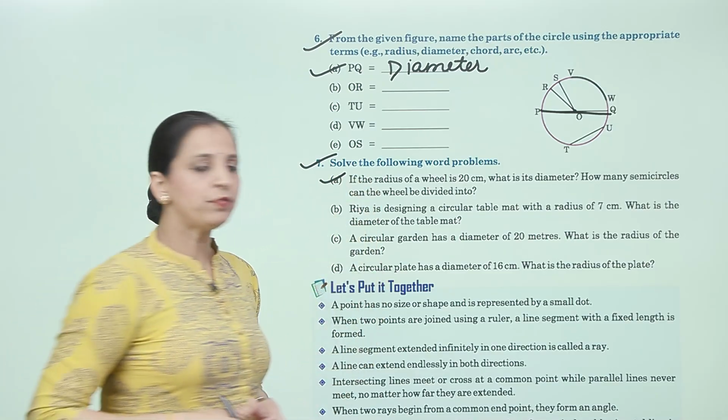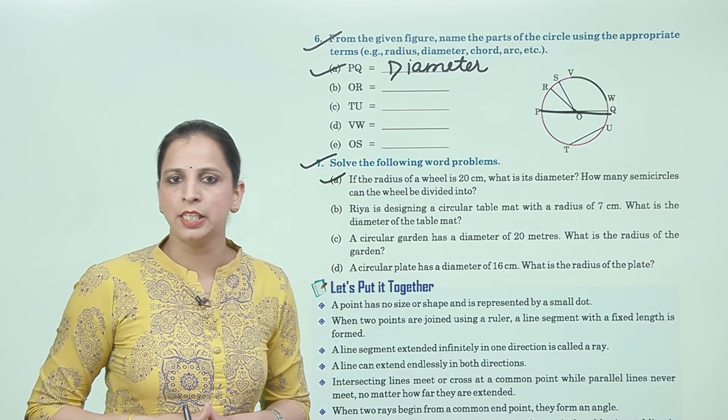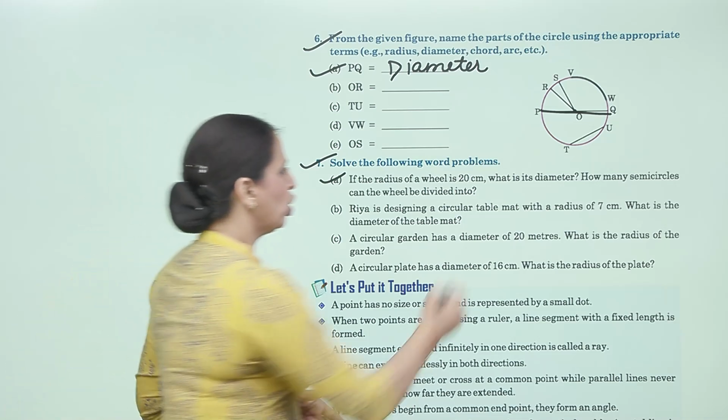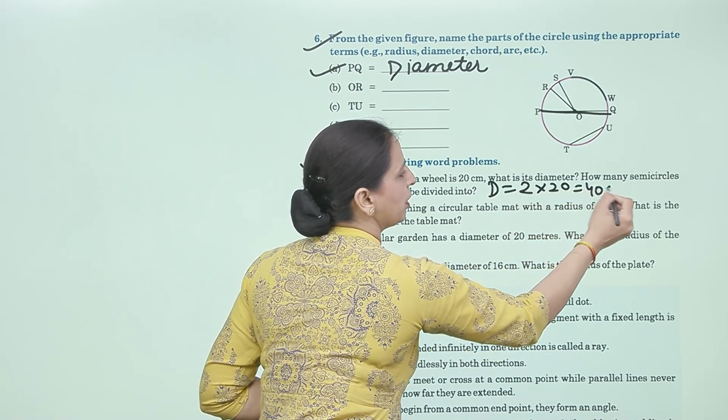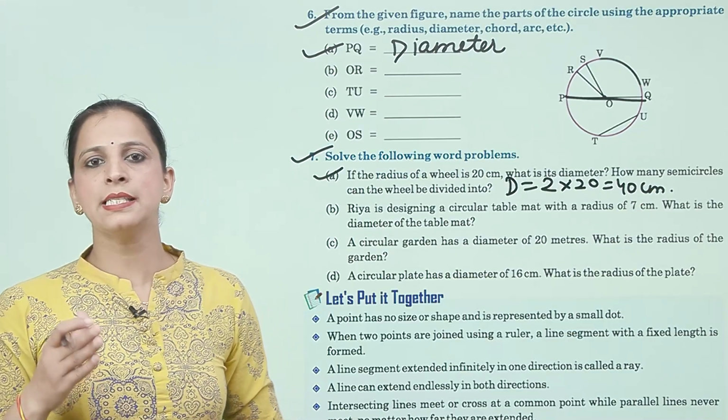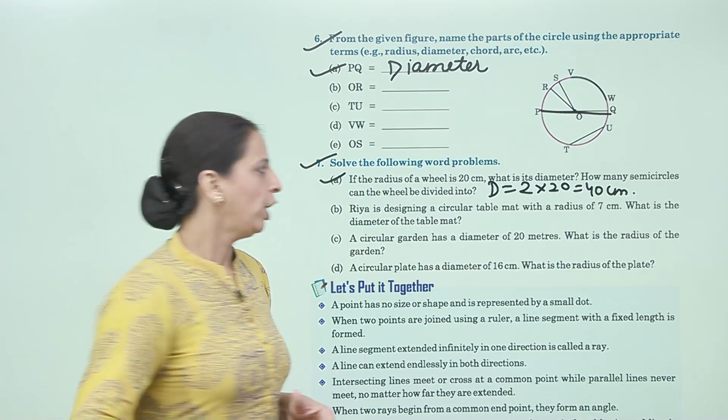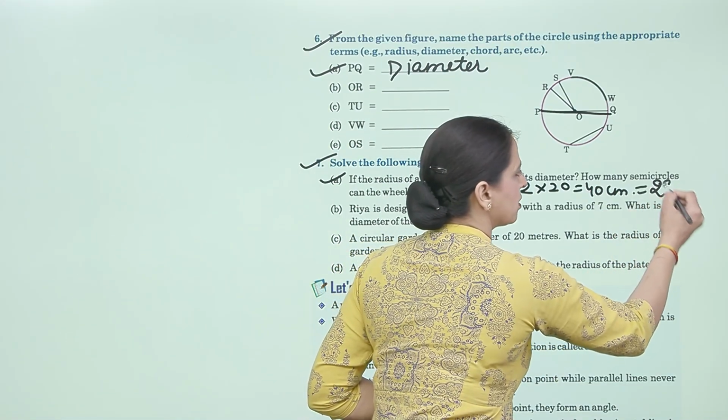A, if the radius of a wheel is 20 centimeter, what is its diameter? So its diameter is 2 into 20 is equals to 40 centimeter. How many semicircles can the wheel be divided into? Into 2 semicircles.